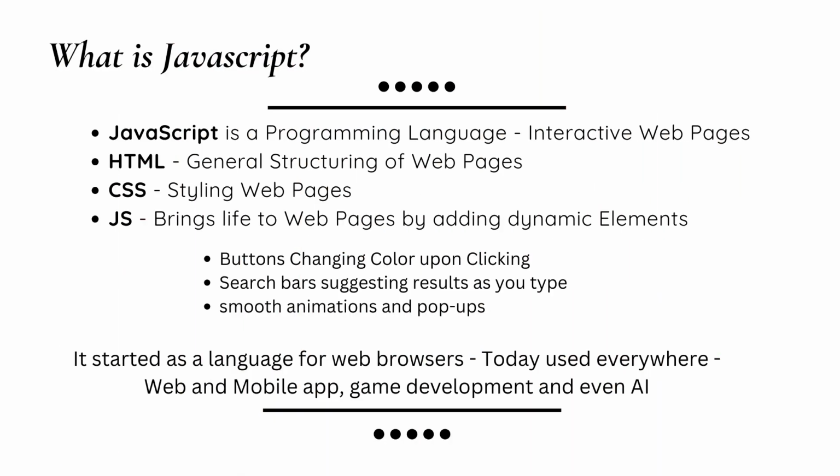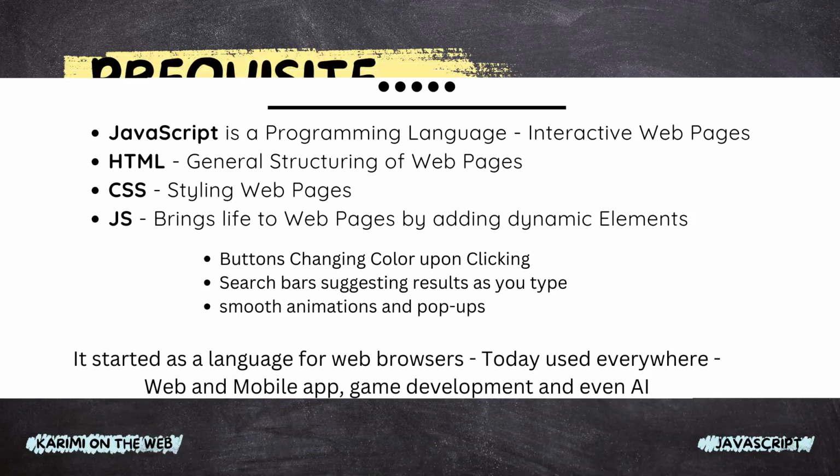So, what exactly is JavaScript? Simply put, JavaScript is a programming language that makes web pages interactive. While HTML structures a web page and CSS styles it, JavaScript brings it to life by adding dynamic elements. For instance, this could include buttons changing color when clicked, search bars suggesting results as you type, or smooth animations and pop-ups. Now, JavaScript started as a language for web browsers, but today it is used everywhere, from web and mobile applications to game development and even artificial intelligence.